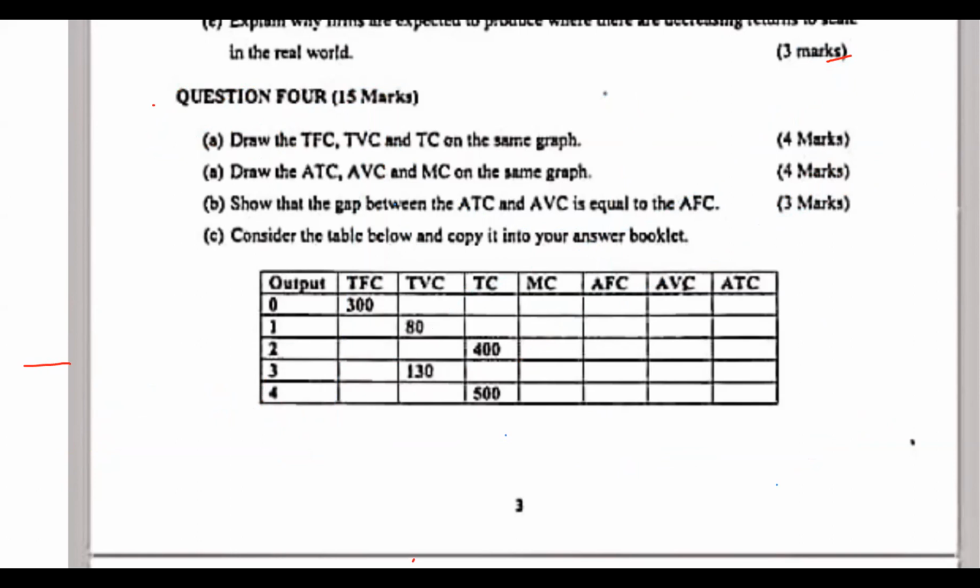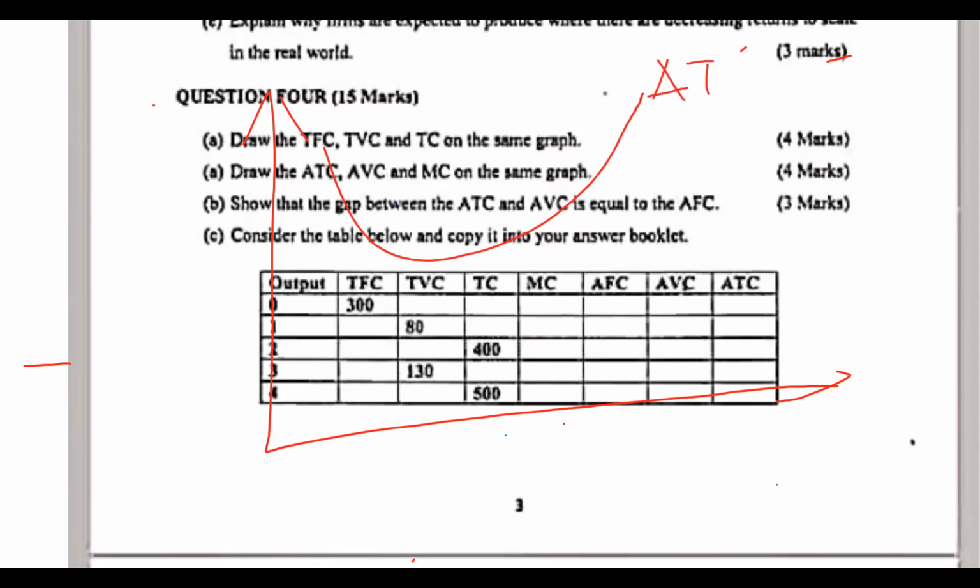The gap between the average cost and average variable cost is equal to the fixed costs. You have to show graphically that the gap between the average total cost and the average variable cost is equal to the fixed costs. Check this, it's almost the same graph. The average total cost is this one. The average variable cost is also like this, but it comes closer and closer to the average total cost, but they never touch each other. They'll move parallel like that in the long run.